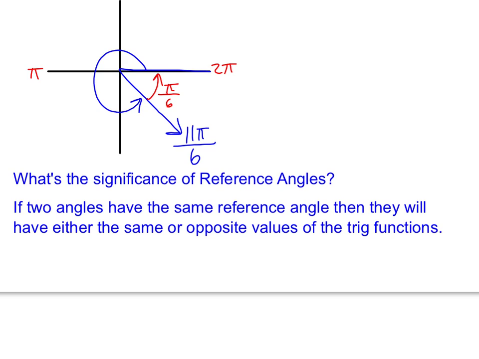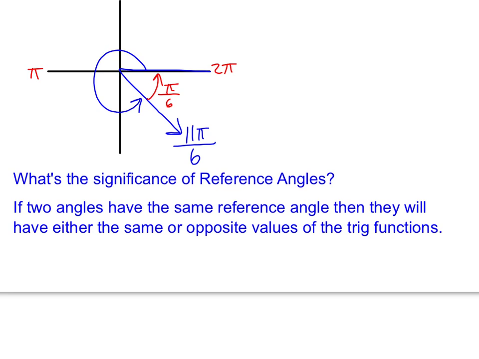Okay? So if I have pi over 6, and the sine of pi over 6 is? The sine of pi over 6? 1/2. There we go. Sine of pi over 6 is 1/2.